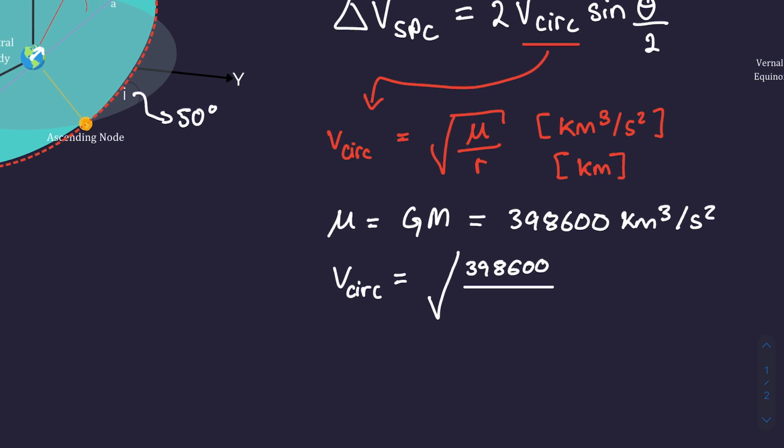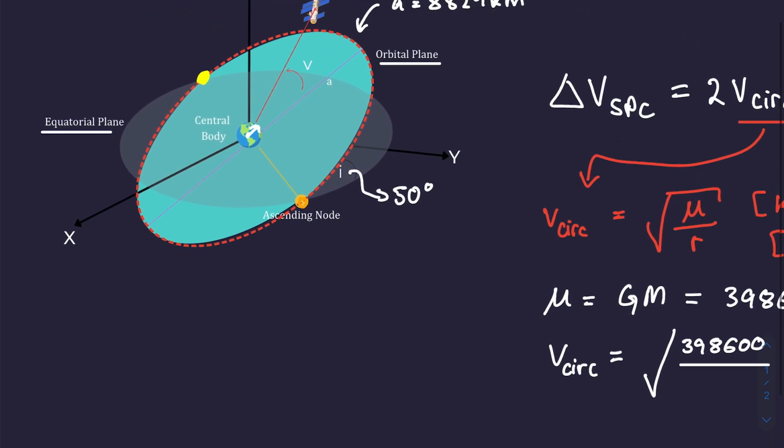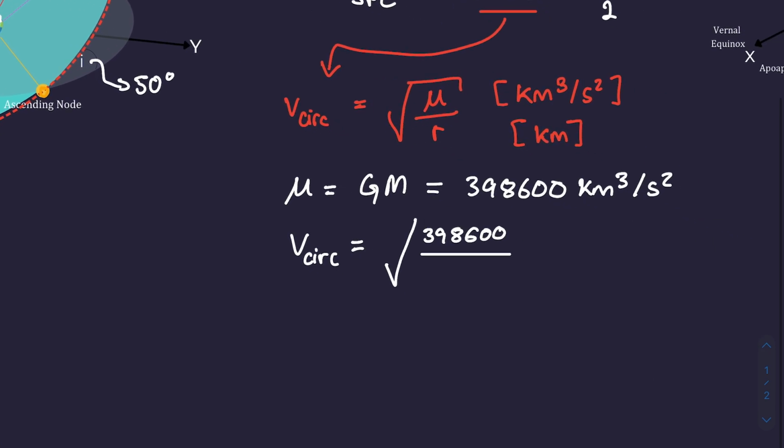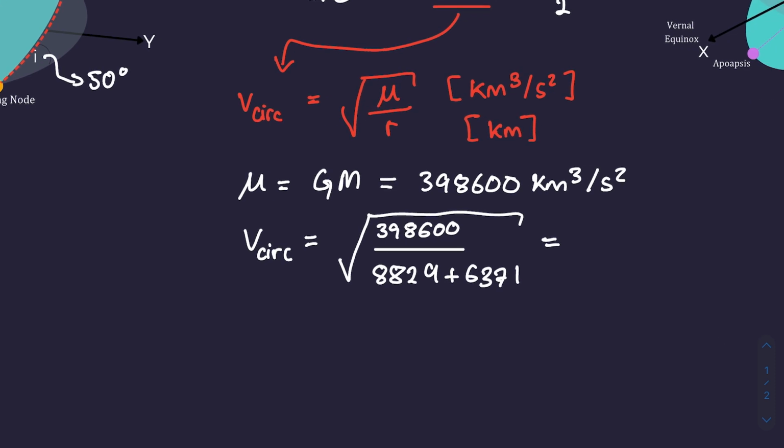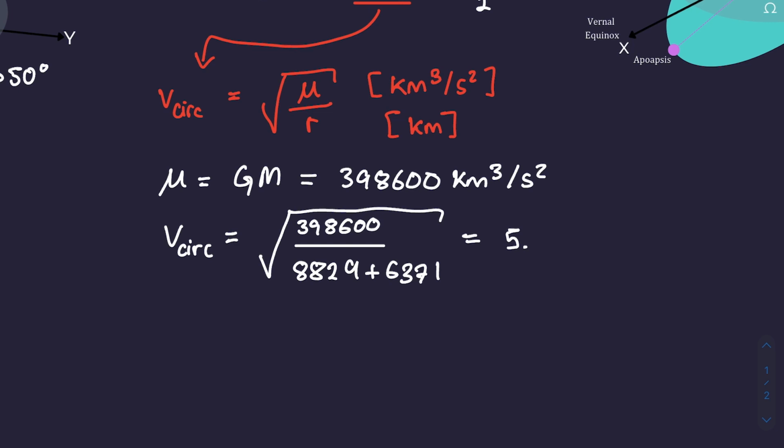Our altitude is 8,829, and we need to include the radius of the Earth, because the center of the inertial reference frame is at the geometrical center of the central body. So that's 8829 plus 6371, which is the radius of the Earth. And that gives us a circular velocity of 5.121 kilometers per second.